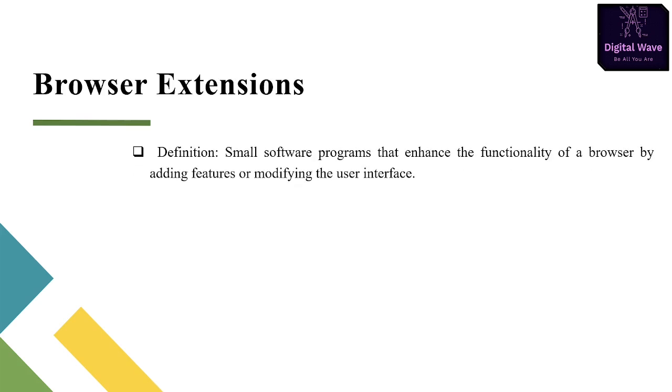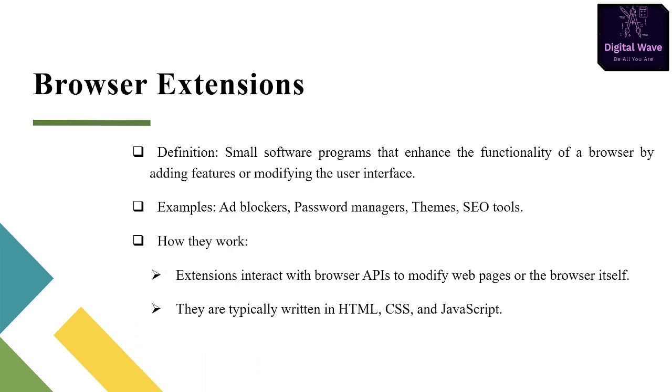These browser extensions are small software programs that enhance the functionality of a browser by adding features or modifying the user interface. Examples of browser extensions are ad blockers, password managers, themes, SEO tools. So how do these browser extensions work? Extensions interact with the browser API to modify web pages or the browser itself. They are typically written in HTML, CSS, and JavaScript. They are very beneficial because they improve user experience, add functionality, and allow personalization.